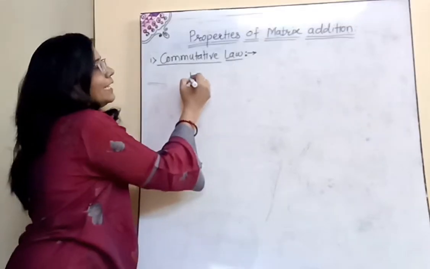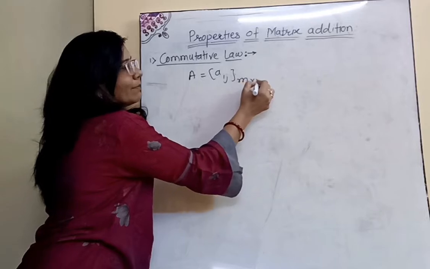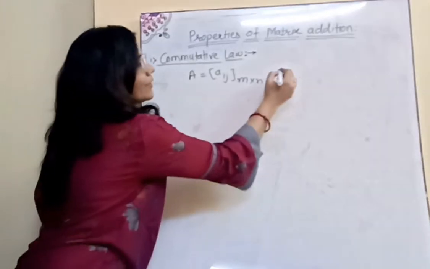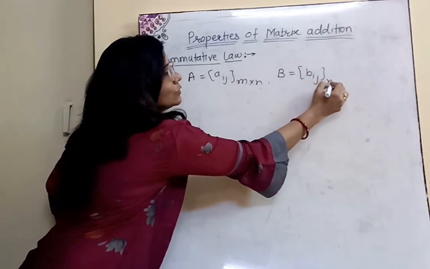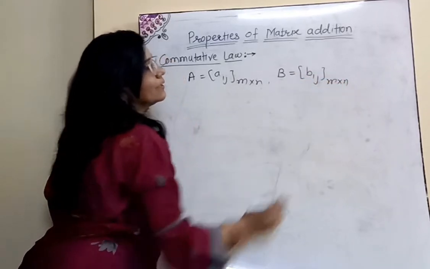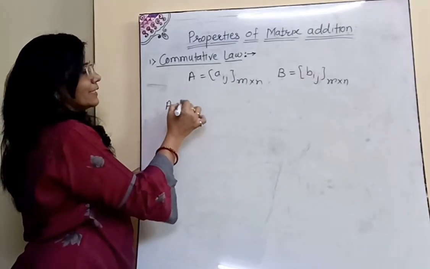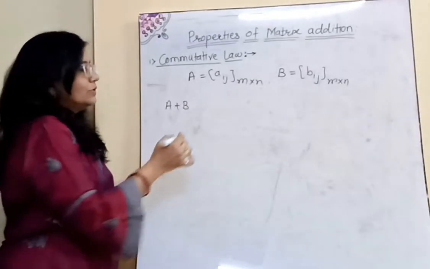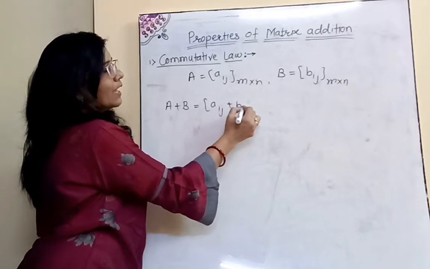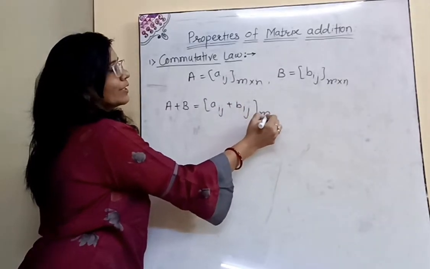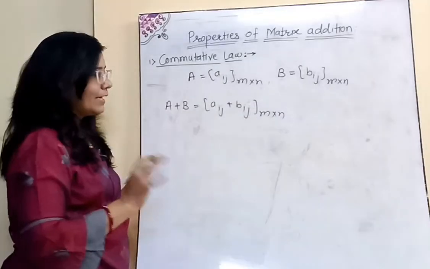Suppose A is a matrix Aij whose order is m by n, and B is another matrix, B equal to Bij, whose order is m by n. These two matrices are given, and if we add these two matrices, that is A plus B, so A plus B is Aij plus Bij, and both the matrices have the same order. A plus B will have the same order, that is m by n.